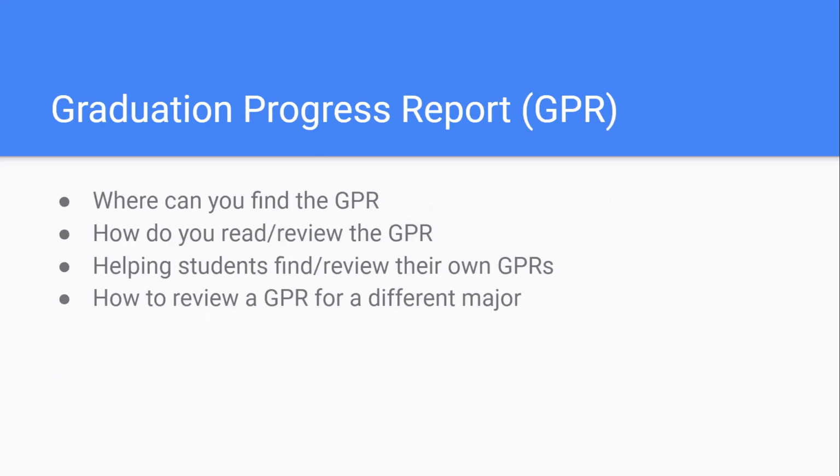So we're going to jump into our graduation progress report. We're going to talk a little bit about just generally where you can find the graduation progress report, how you should be reading it and reviewing it, and also giving students their own autonomy to learn the graduation progress report, where it is, how they can find it, and then additionally, thank you, Duane Kramer, shout out here, how to review a GPR for a different major.